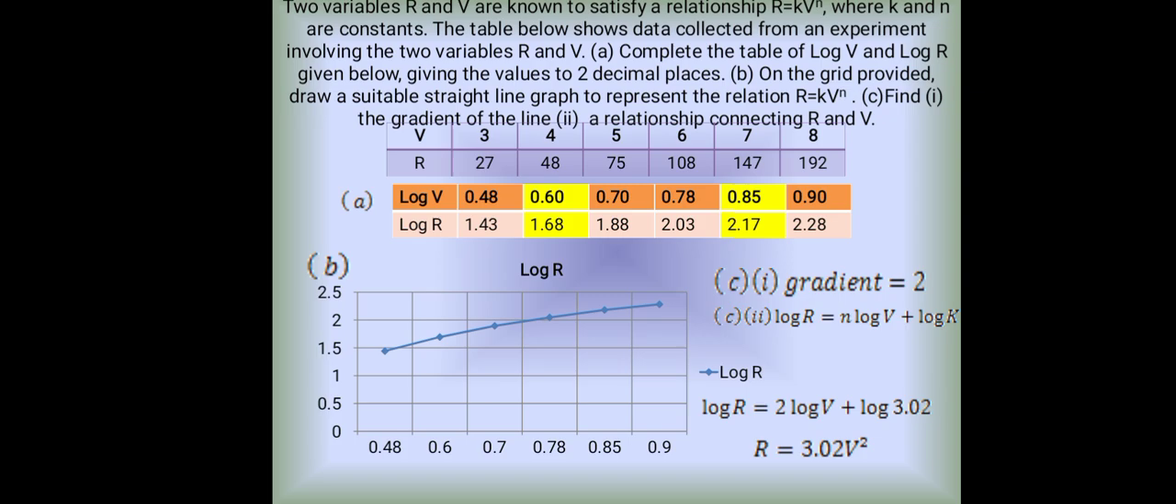B. On the grid provided, draw a suitable straight line graph to represent the relationship r = kvⁿ. C. Find 1. The gradient of the line. 2. A relationship connecting r and v.